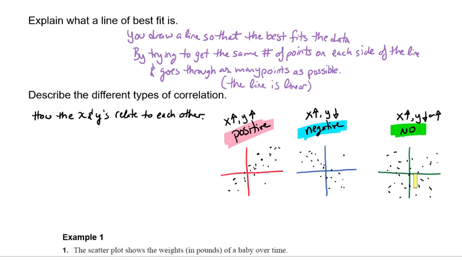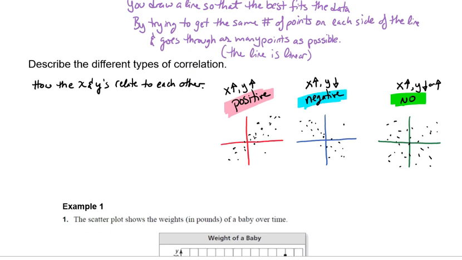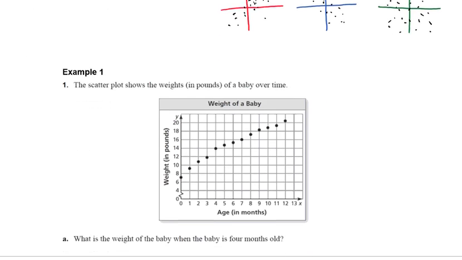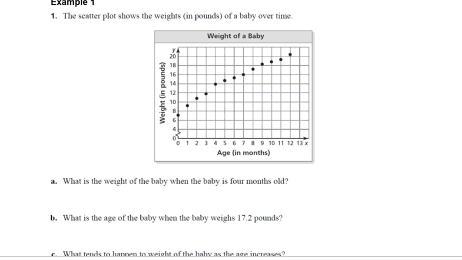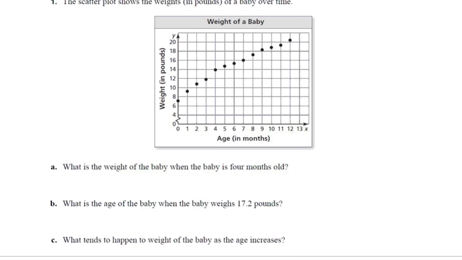Let's do an example. Here we have a scatter plot that shows the weight in pounds of a baby over time. Our first question is asking, what is the weight of the baby when the baby is 4 months old? We're going to go to 4 months old, go up, look at the point, and it says 14. So the weight of the baby when the baby is 4 months old is 14 pounds.